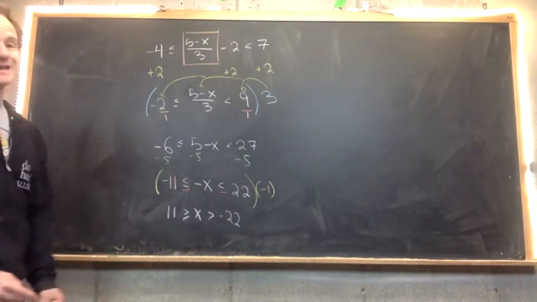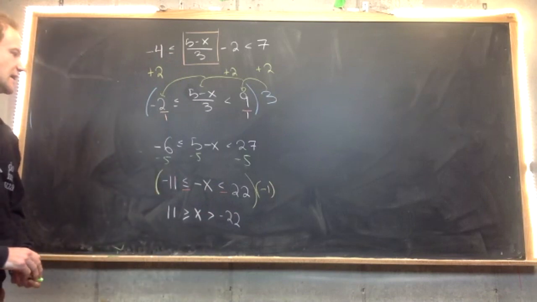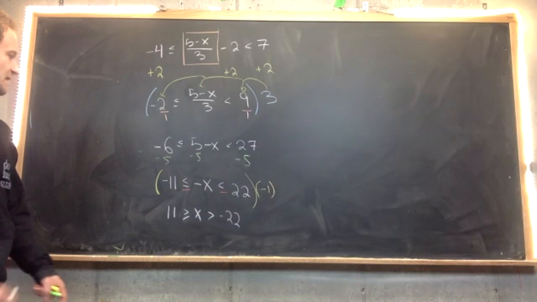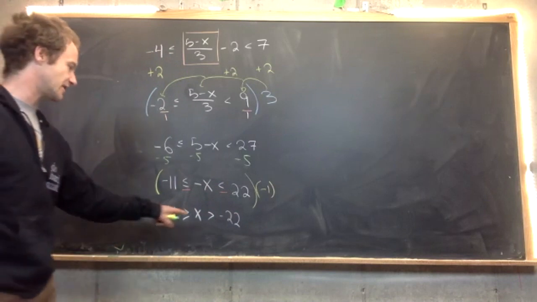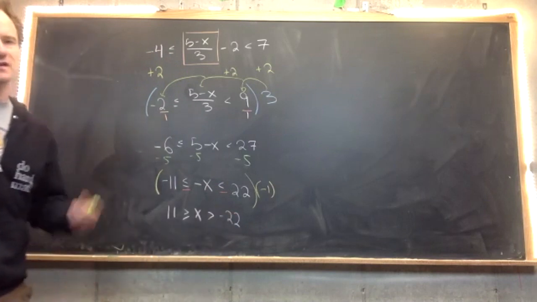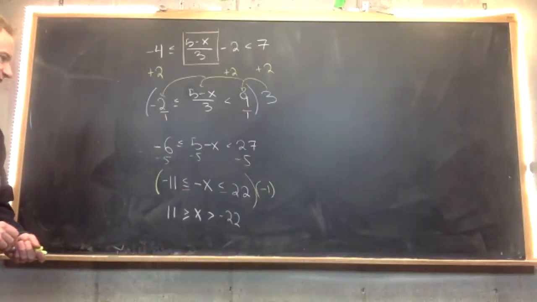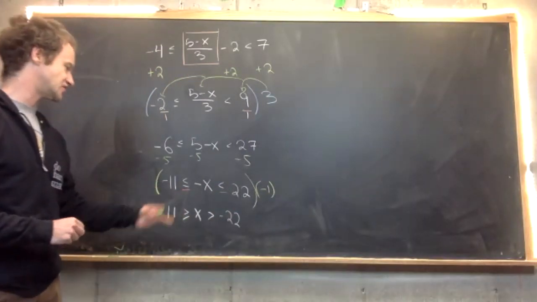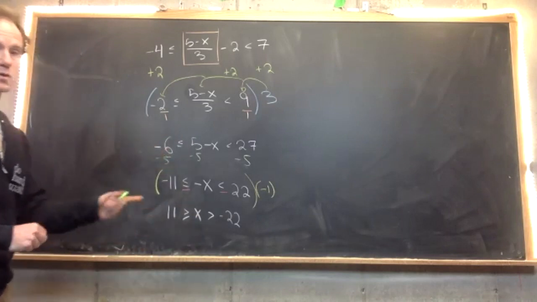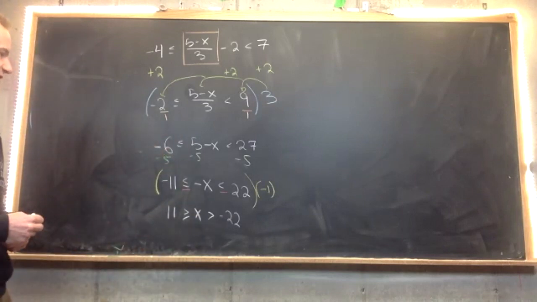And notice if we had not changed them, then it wouldn't have made any sense, because we would have had an 11 over here is less than a -22, but 11 is not less than -22, it's bigger than. So we had to change them because of the rule and for this to make sense in the first place.